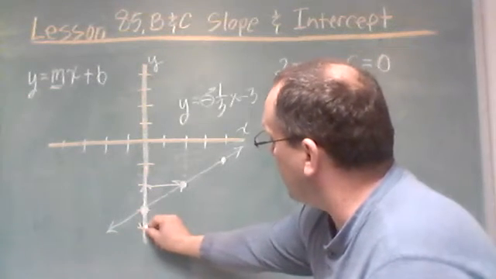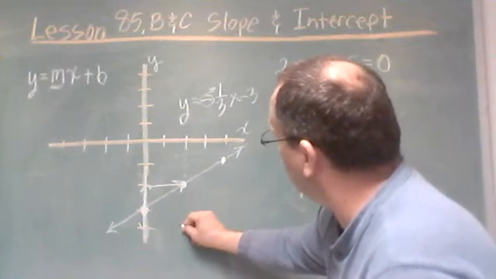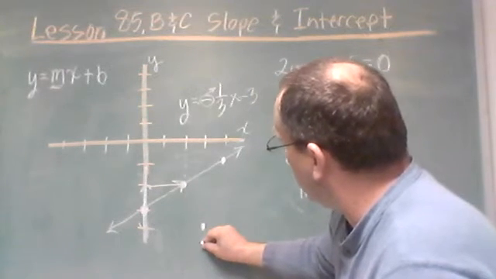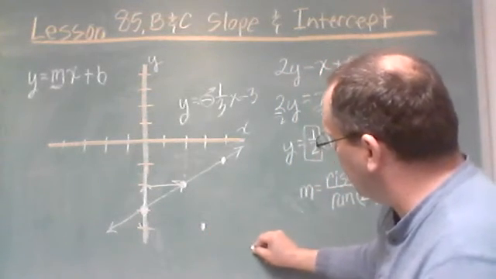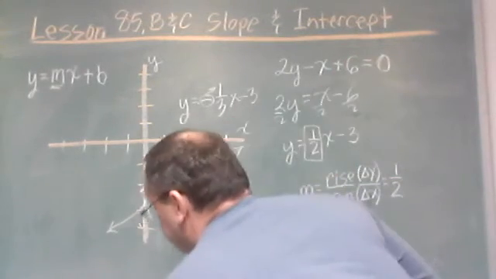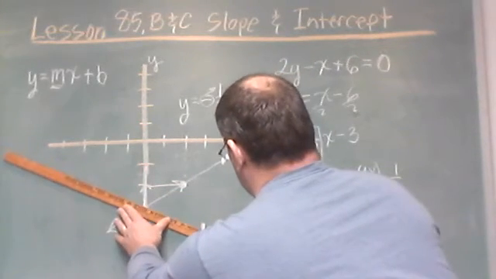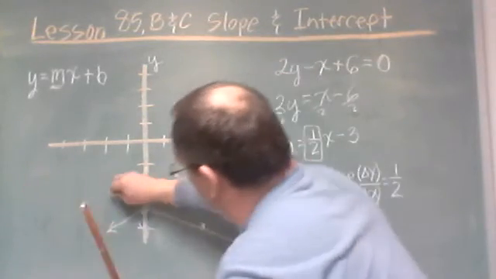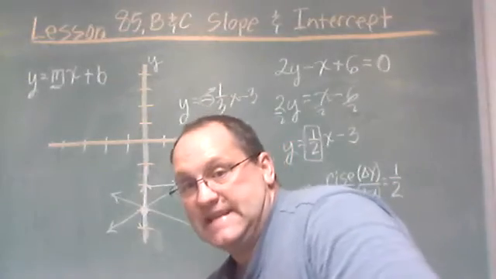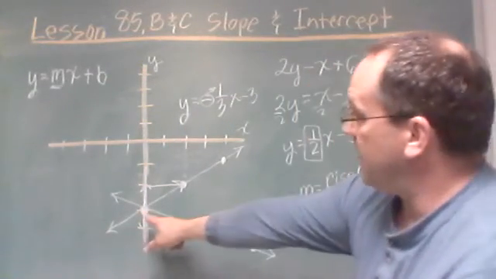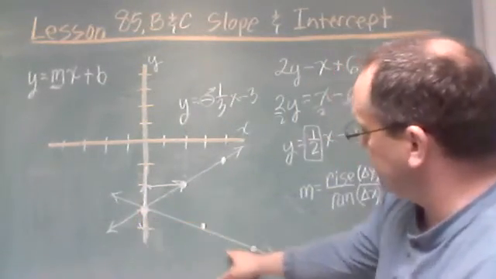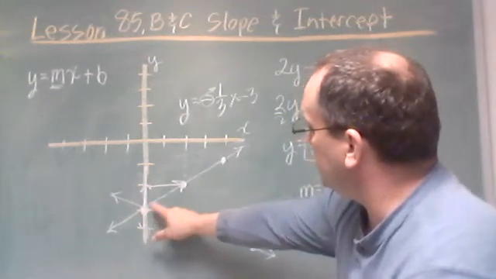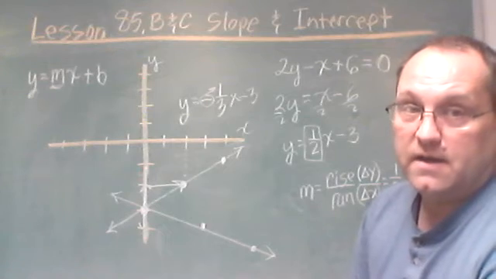So we drop 1 and we go over 1, 2, 3. And we're going to connect our points. We notice when our slope is negative, when we read our line from left to right, it proceeds in a downward right direction. When it's positive, it proceeds in an upward right direction.